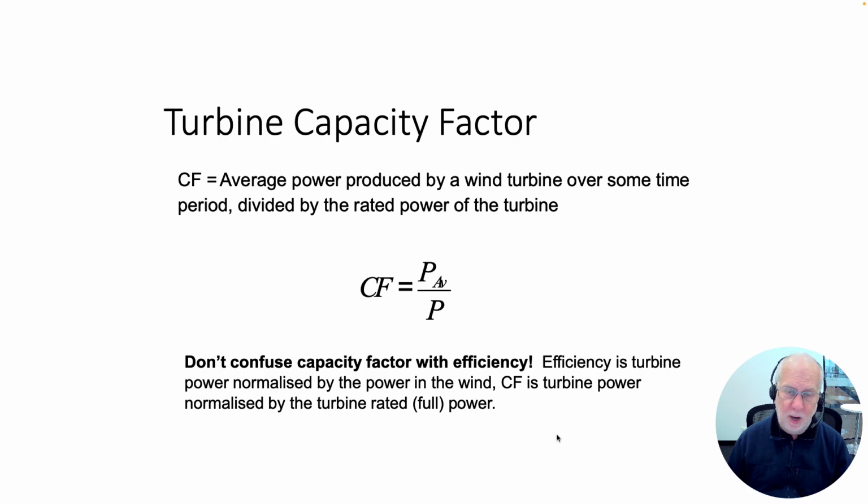That's one number. Another one that's often bandied about is the turbine capacity factor. Now the capacity factor is the average power produced by a wind turbine over some time divided by the rated power. That's the maximum power it's designed for. It's not the same as efficiency. Efficiency is the power divided by the power in the wind. This is power divided by the maximum power that the turbine is designed for. If you design your turbine for a lower power, you'll have a higher capacity factor.